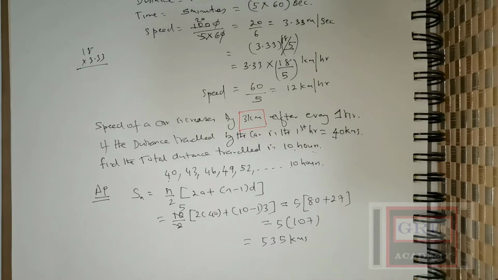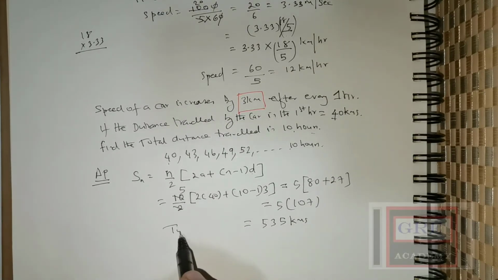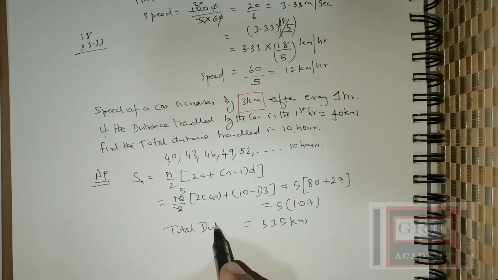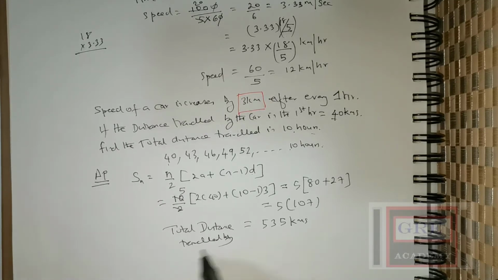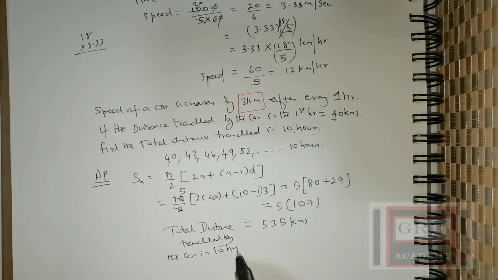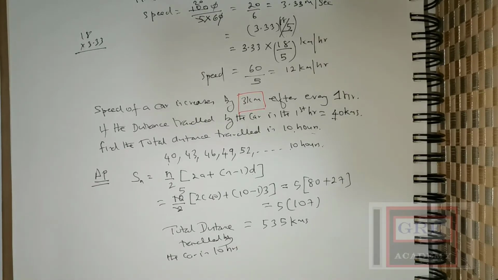535 kilometers. So the total distance traveled by the car in 10 hours is equal to 535 kilometers.